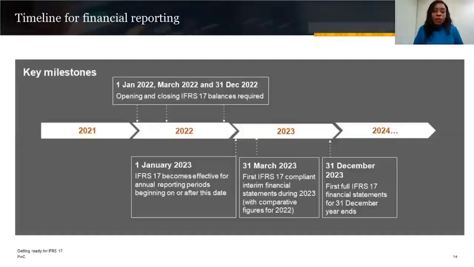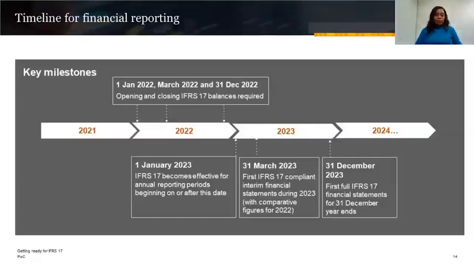And just to mention that for transition, you are expected to do a retrospective application, which means for 1st January 2022, we would apply IFRS 17 on all the contracts in force at that date, as if we have always applied IFRS 17 from the beginning of those contracts. However, where it is impracticable in certain cases to do a full retrospective application, there are simplifications that the standard allows you to use to manage that process.